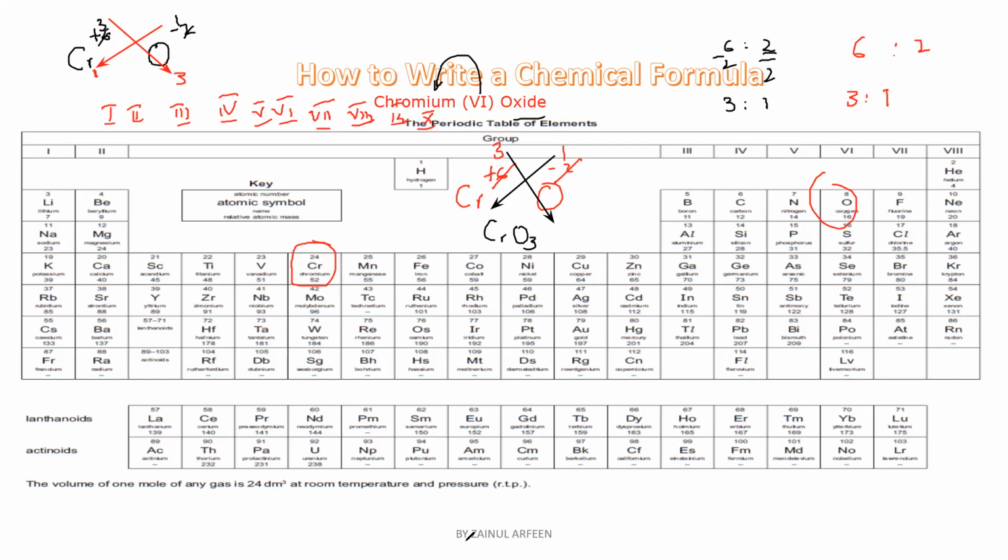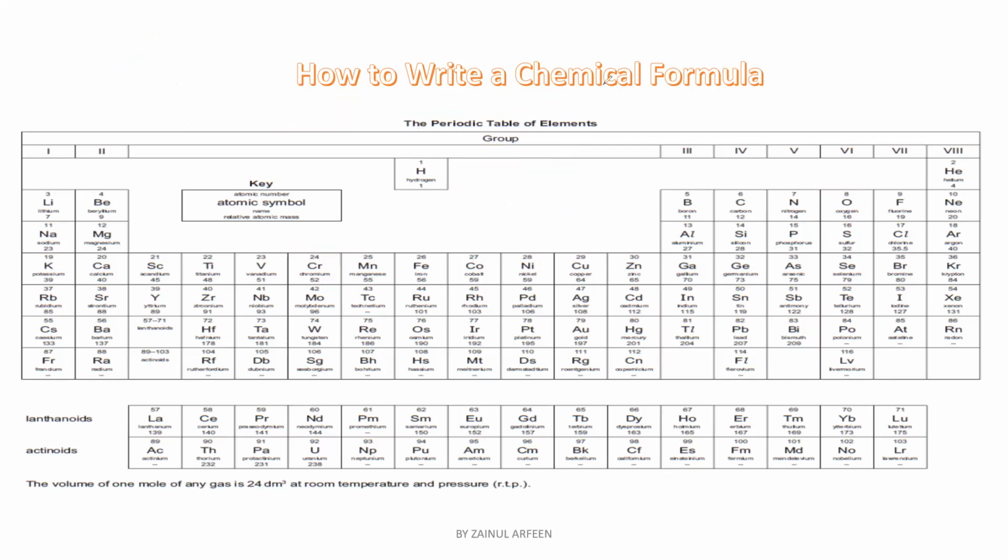Yes, Abdullah? Sir, how would we know which Roman number will come after the symbol? It can be even 1, it can be even 2. They will specify that, they will mention it in the question. Like chromium 6 oxide, they will ask you to write a chemical formula. Okay, sir. Yes, I do not understand well about this.